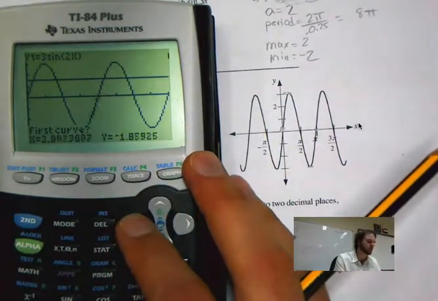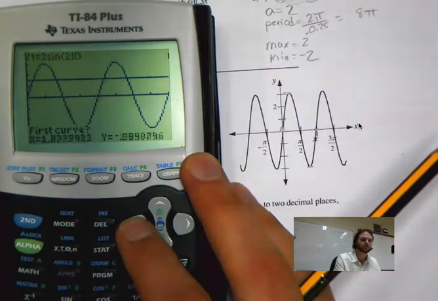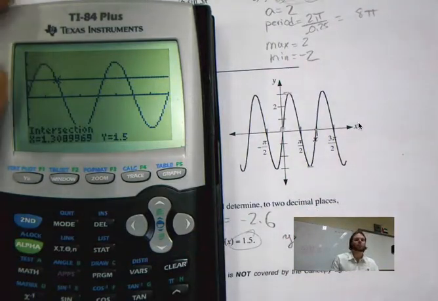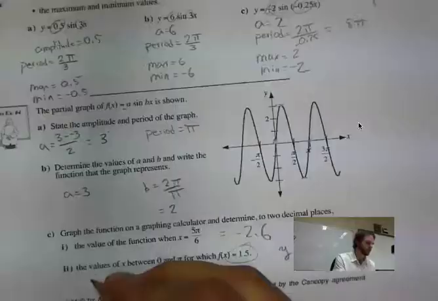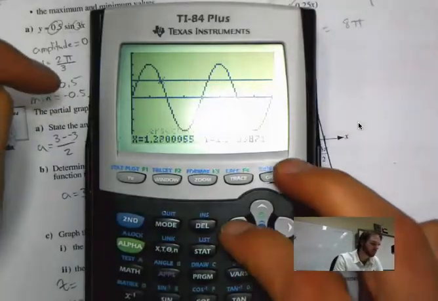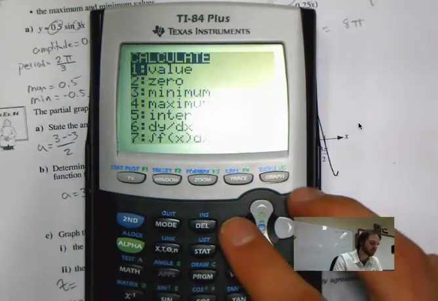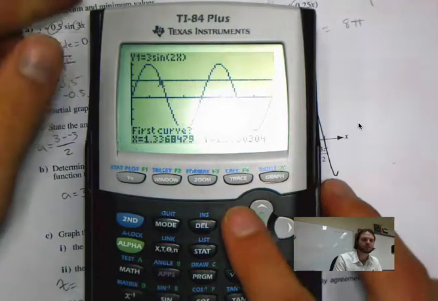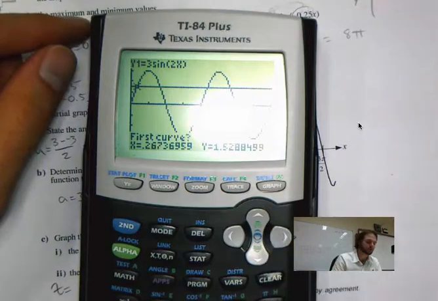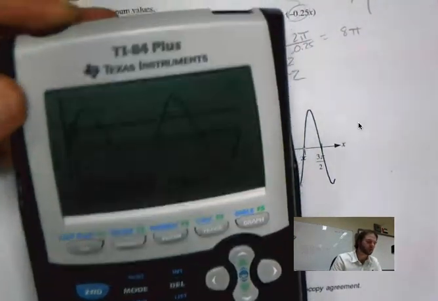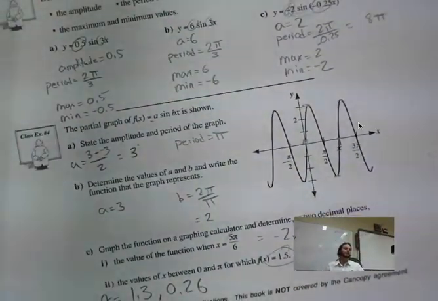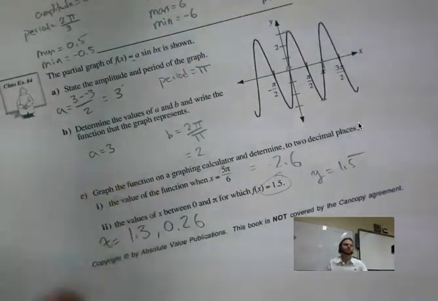So for the first curve, whereabouts is my intersect? It's about right there. And I get 1.3. So we have 1.3, and my other value, we go to my intersect. We want my intersect, so we go over and hit enter 3 times. I'm going to get 0.26. So those are my two values that we could have at 1.5. We just calculate our intersect like we did before.